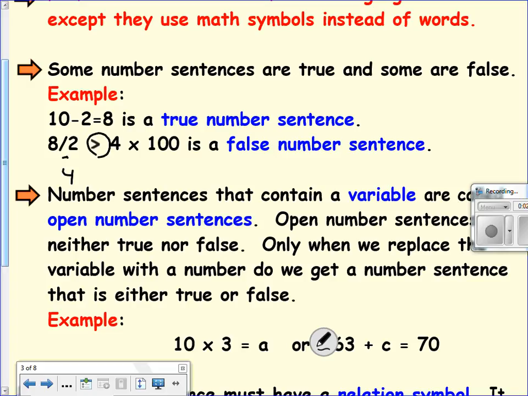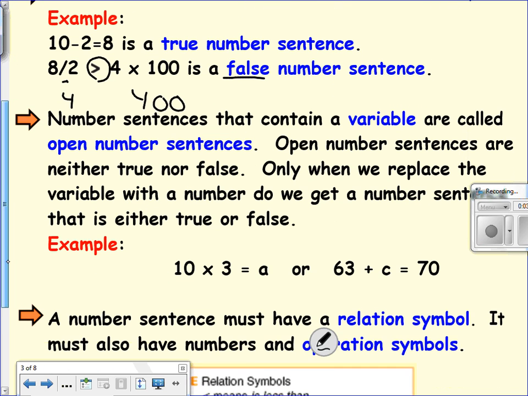This symbol right here, we haven't gone over it yet this year, but I know you've gone over it in the past, means greater than, because I always look at it as a crocodile eating the bigger amount of food. They're saying 4 is greater than 4 times 100, which is 400. That's obviously false because we know 4 is not bigger than 400.